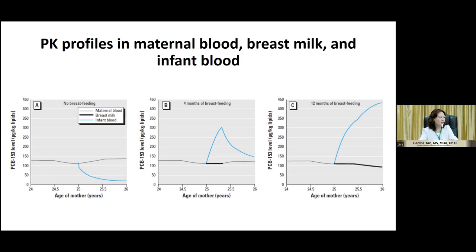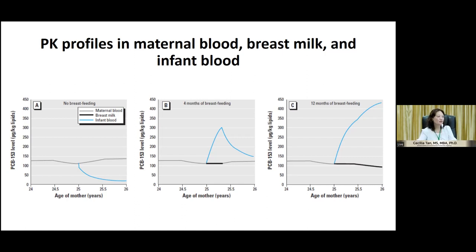And then if there's no breastfeeding, mom's blood concentration stays high, but the infant started at the same level as the mother, and it starts to go down because there is no additional exposure. The infant is not eating food, not eating fish. The infant's concentration goes down if the infant is drinking, for example, formula milk.